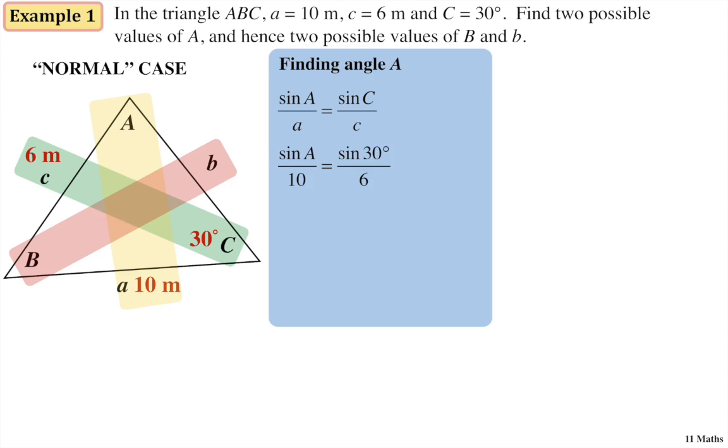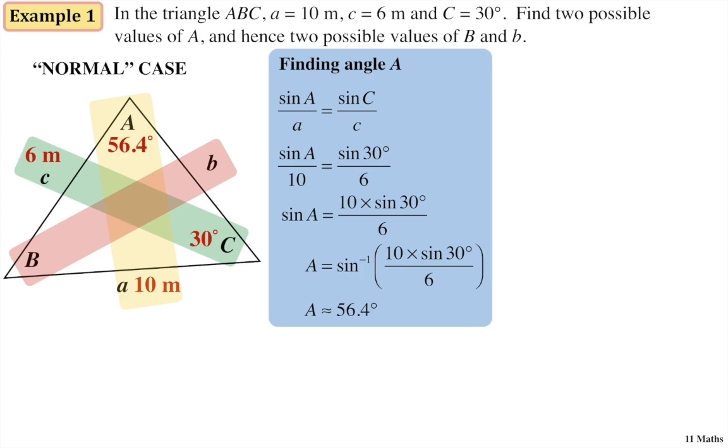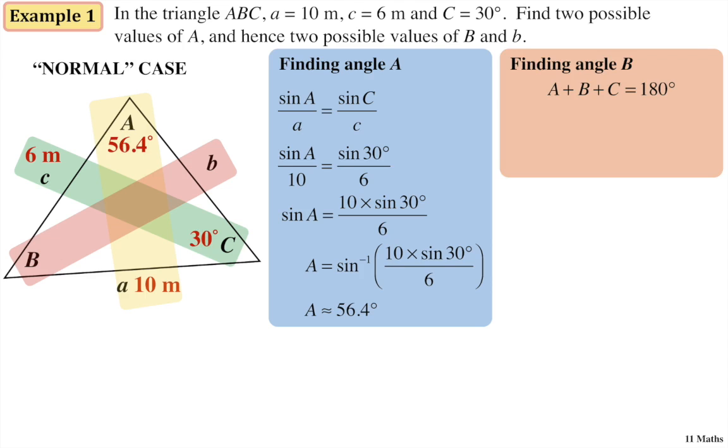We know little a, little c and capital C, times both sides by 10. Now I could actually calculate that on my calculator, but I know I want to find angle A, so I'm going to take the inverse sine of all of that, put that into the calculator, and the angle works out to be about 56.4 degrees if I round it to one decimal place. So, we now know 2 out of our 3 angles in the triangle. Well, how do you find the third angle? We know that in triangles, 3 angles add to 180 degrees.